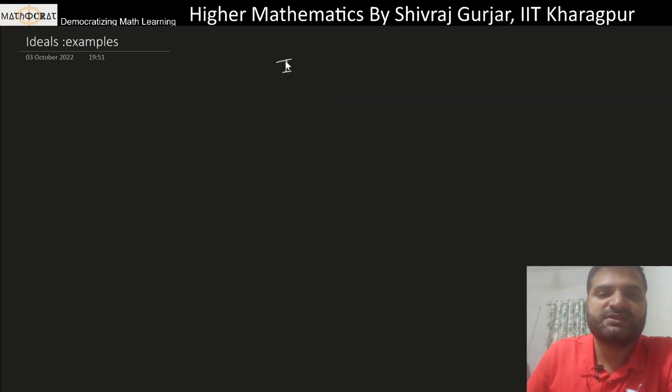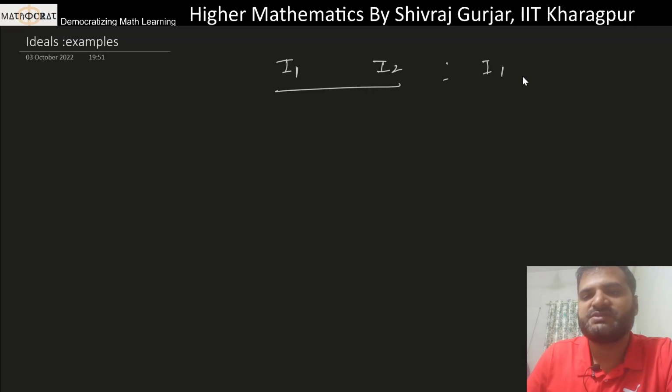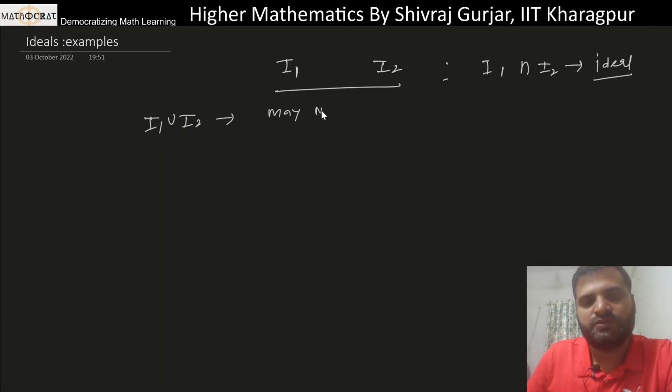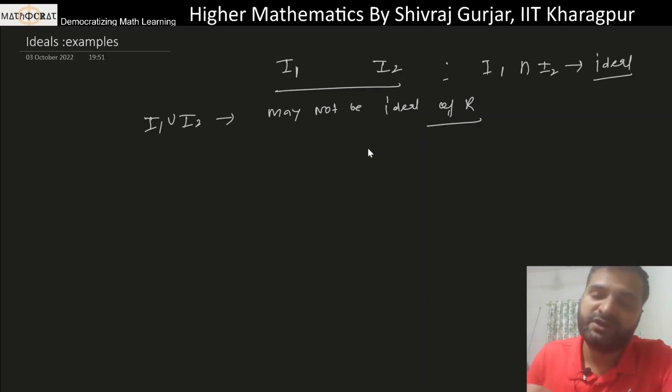So let's say that there is an ideal I1 and then there is this ideal I2. ठीक है? So we have discussed in previous class that in fact I1 intersection I2 is an ideal of that ring, जिसके कि I1 and I2 ideal. ठीक है? But I1 union I2 may not be an ideal of ring R for which I1 and I2 are ideals.